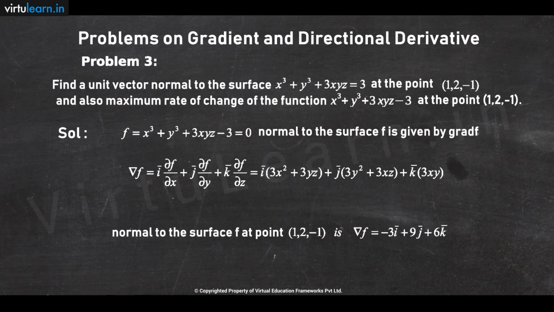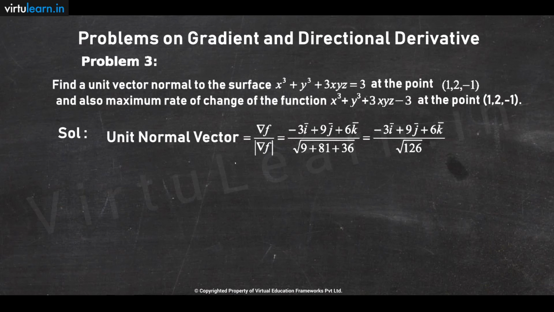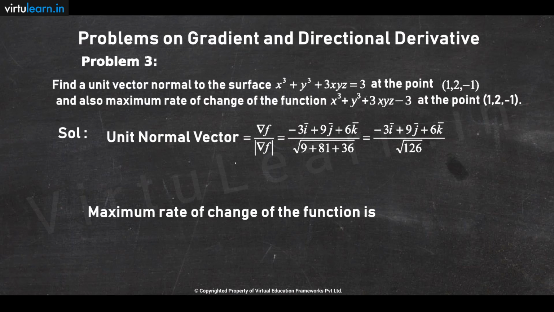We know how to obtain the unit vector. The gradient is to be divided by its magnitude. So the unit normal vector to the surface at 1 comma 2 comma minus 1 is grad f evaluated at the point divided by its magnitude evaluated at 1 comma 2 comma minus 1. So it is minus 3i bar plus 9j bar plus 6k bar divided by square root of 3 square plus 9 square plus 6 square, that is 36, or it becomes minus 3i bar plus 9j bar plus 6k bar divided by root of 126. Now what is the maximum rate of change of the function? It is the magnitude of grad f evaluated at 1 comma 2 comma minus 1, that means it is square root of 126.